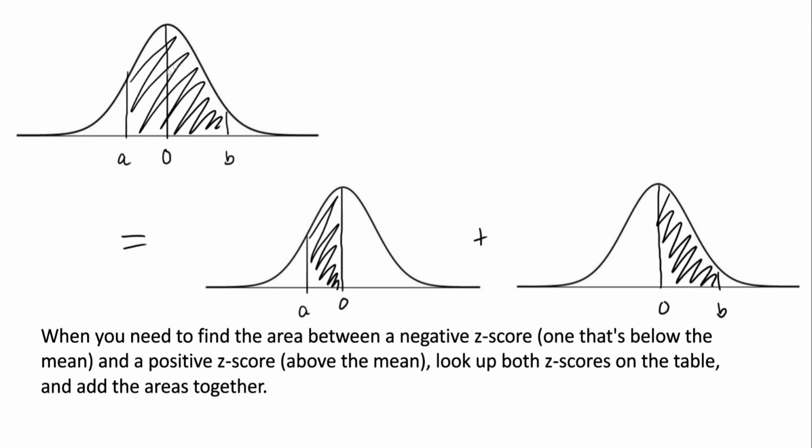So we can split this section of area up into two pieces that we can look up on the table. We can look up the area between 0 and a, right? But a is going to be negative, so you would have to remember to look up the positive version of a, since it's below the mean, and you can look up the area between 0 and b. Then when you put these two pieces of area together, the area from a goes over here, and we would look up the area from b next. Then when you add the two together, you have the full piece of area they want you to find.